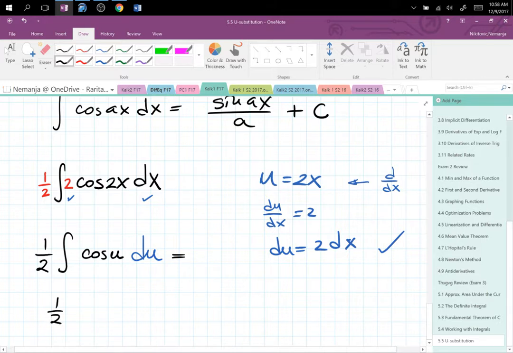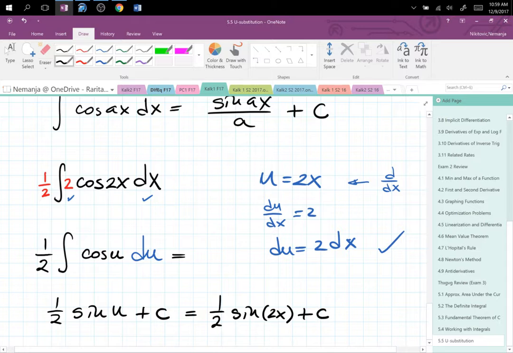What's the integral of cosine u? Sine u plus c. It's opposite than derivatives. Derivative of cosine is negative sine. Integral of cosine is positive sine. And then again, I don't care about u, I care about the x. So that's sine 2x plus c.